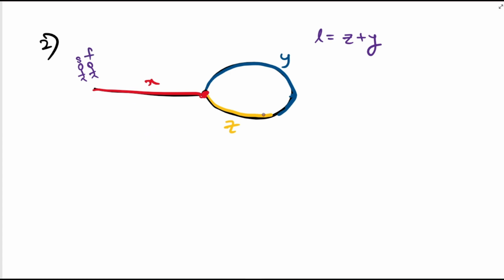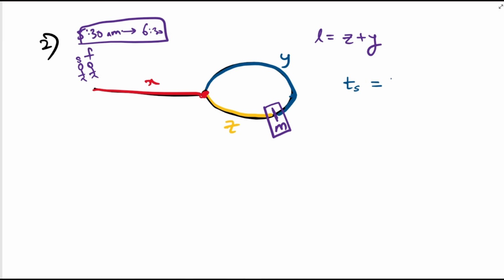Now, if this is the meeting point M, they have both started around, let's say, 5:30 a.m., and they will both reach M, because that is the meeting point where they first meet each other, so around 6:30 or something. So to reach a particular meeting point, the time taken is exactly the same. Can I say that the time taken by the slow runner is equal to the time taken by my fast runner?